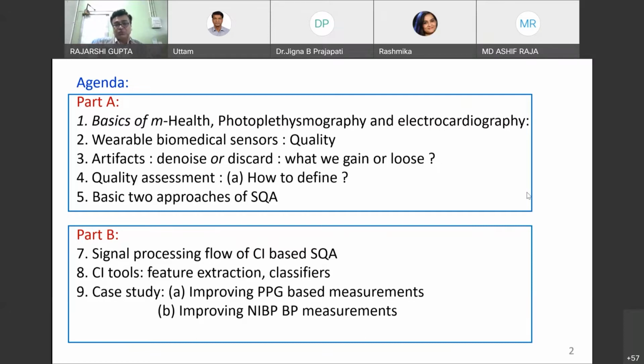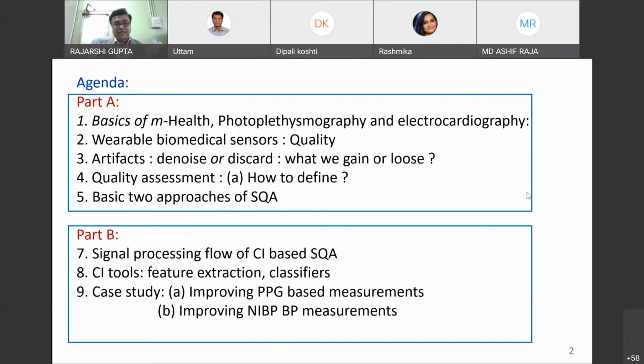What are the issues that we must consider depending upon different contexts of the measurements that I will discuss. Then quality assessment: how we can define a quality measurement in the perspective of biomedical signals. Mostly, as I have already mentioned, I will be discussing these two signals, photoplethysmography and electrocardiography.